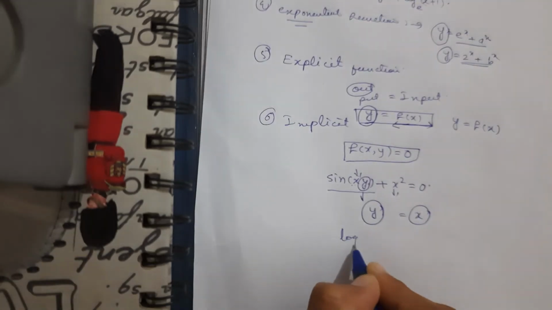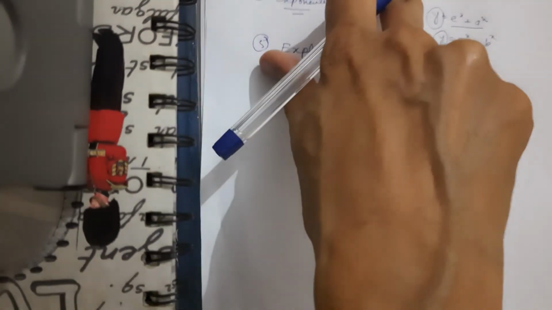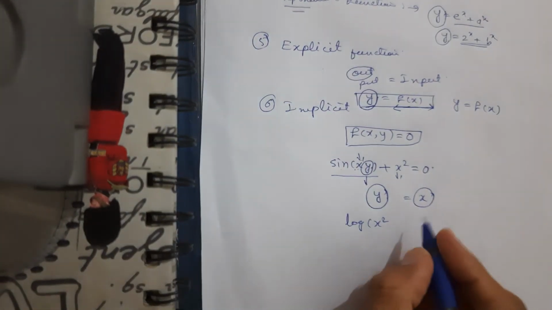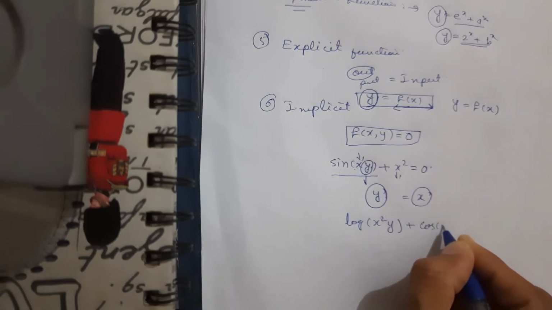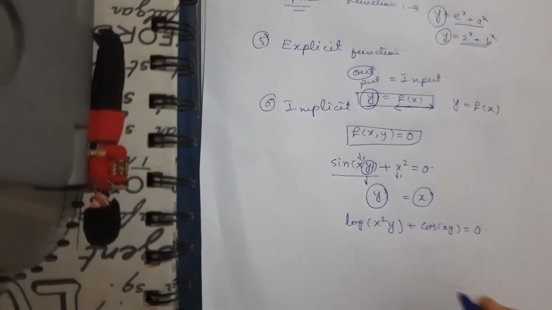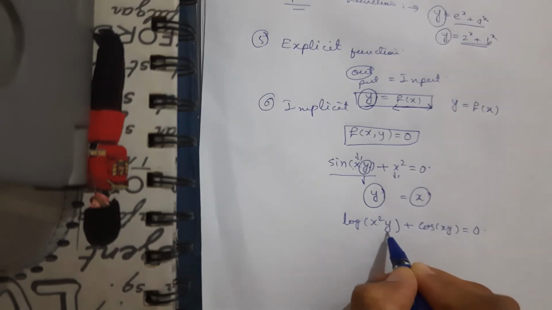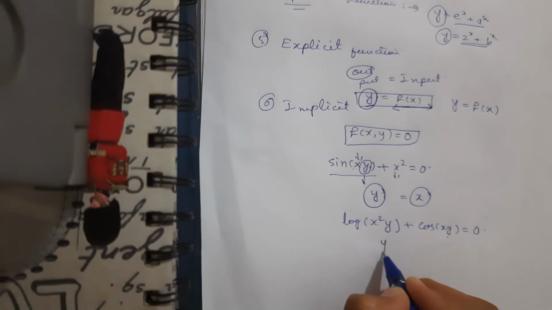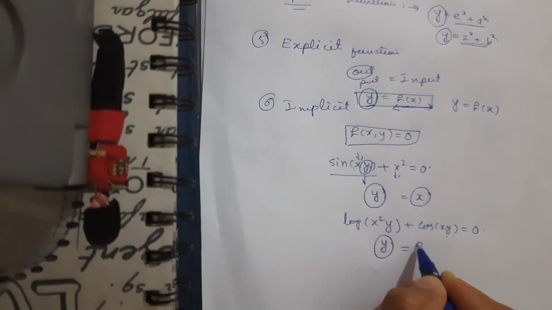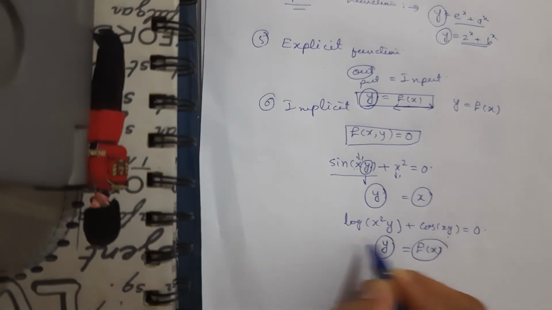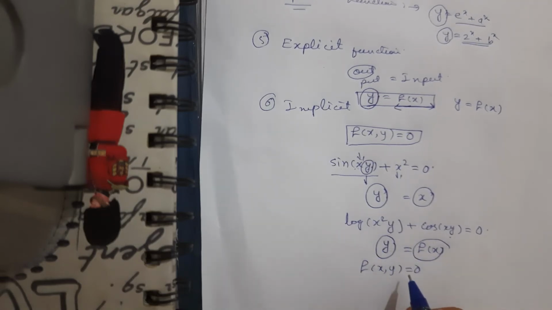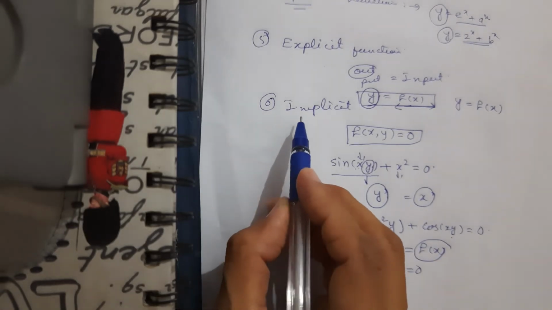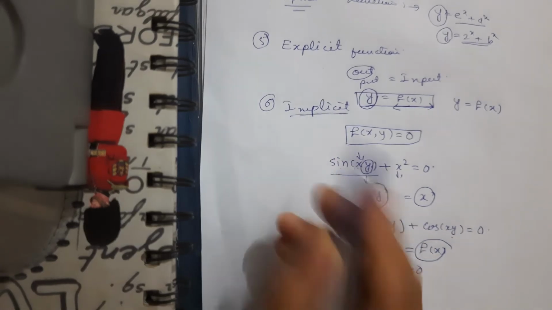Another example is log of x into y plus cos xy equal to 0. Here also it is very difficult to separate this y. We cannot write y on one side and x on another side. So that's why we represent it as f of xy equal to 0. Okay. So always x and y are combined there. So that is called an implicit function.